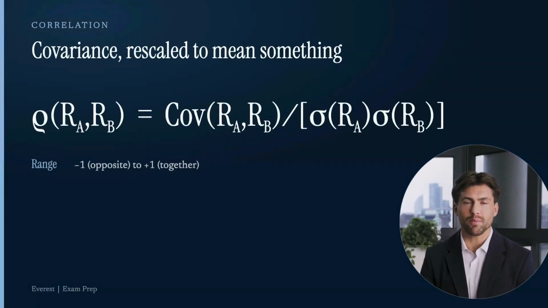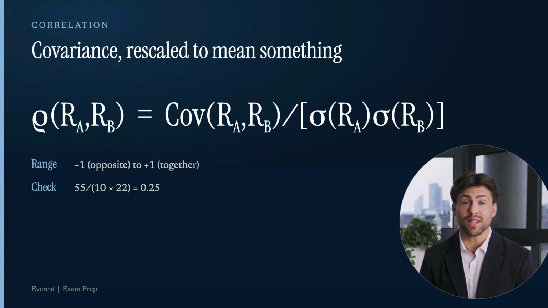Covariance has a problem. Its units are meaningless on their own. 55 what? You can't compare a stock versus bond covariance to a stock versus stock covariance because the scale depends on how volatile each asset is. Correlation fixes that. It is covariance scaled down to a clean number between -1 and +1, so any two pairs become comparable.